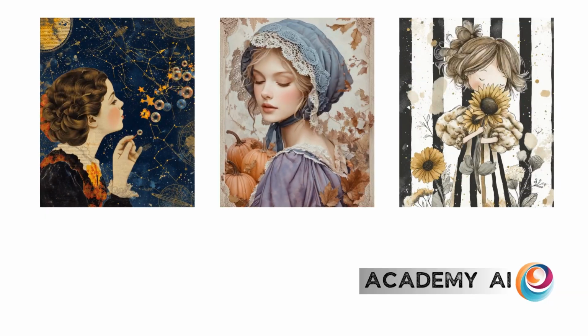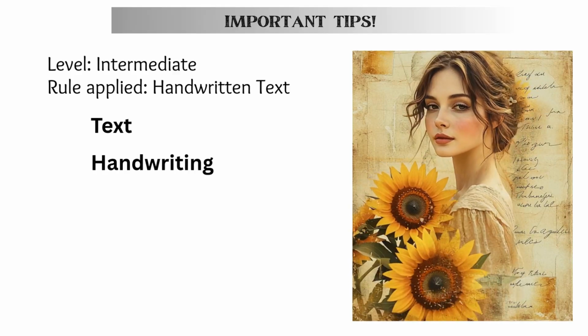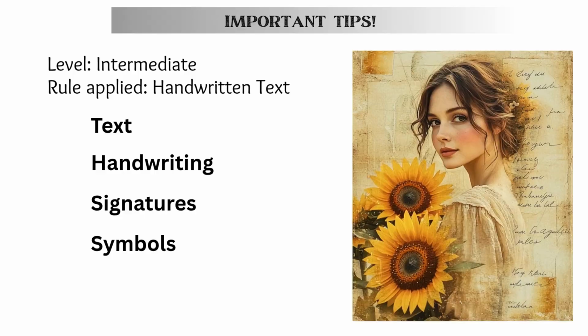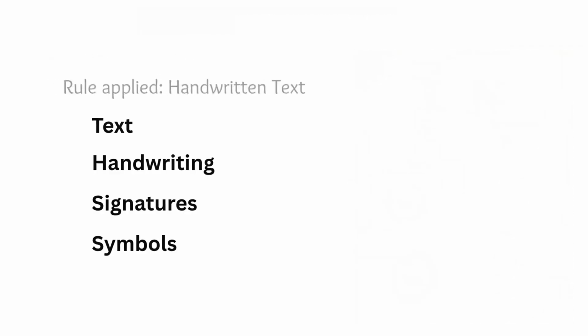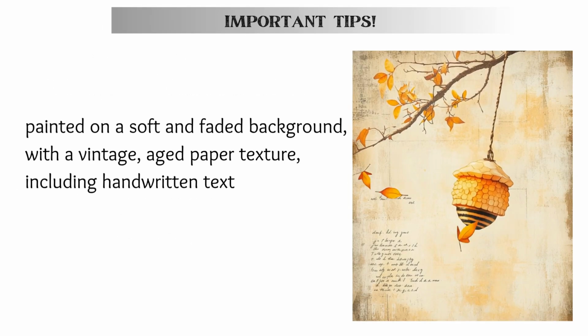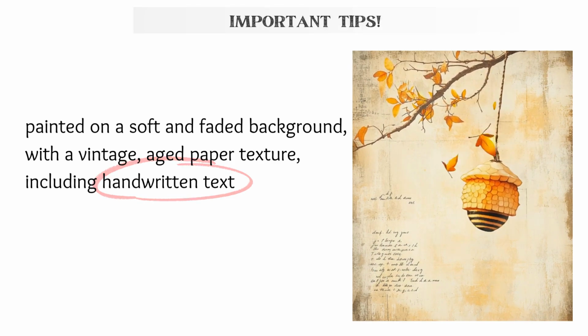Let's get started with the formula. Important tips: including text, handwriting, signatures, or symbols in the background really helps create that authentic junk journal look. So in addition to a worn or aged background, try adding some text as well. Let's see the formula.